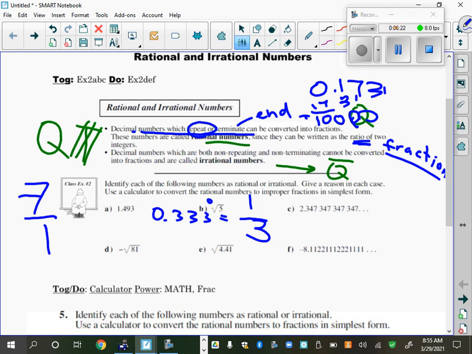Where are we? We're talking about this being a fraction. So anytime you think of a repeating decimal, you think of decimal 333. Can you write decimal 333 as a fraction? Yes. So anything that repeats can be written as a fraction, which means it's rational.